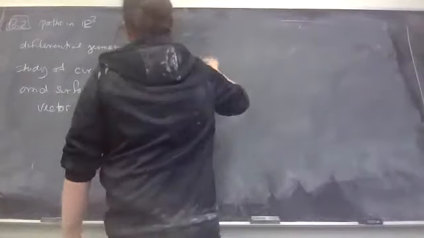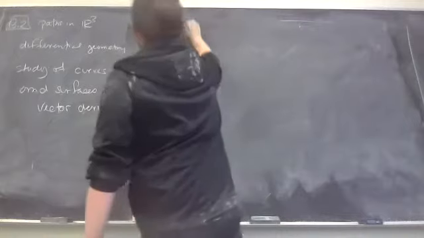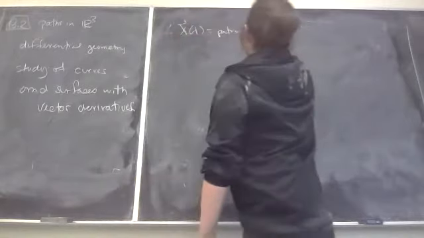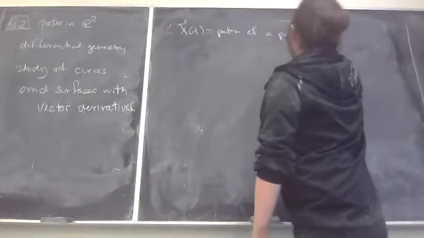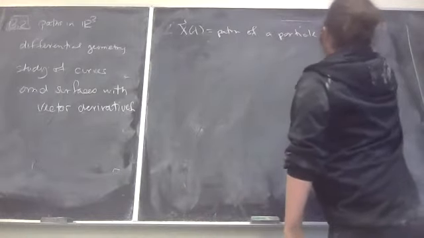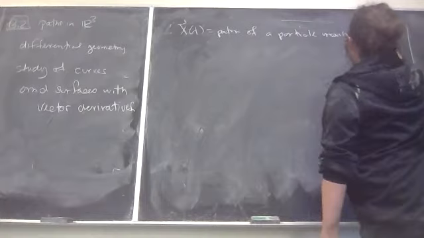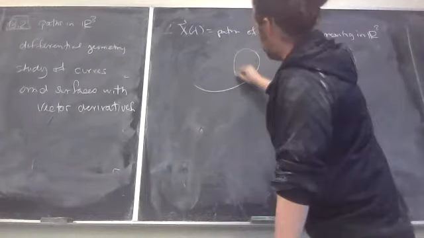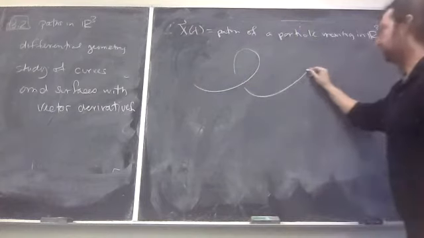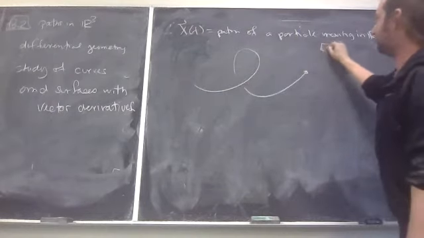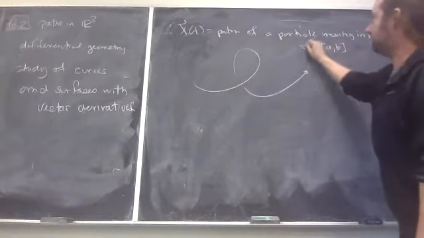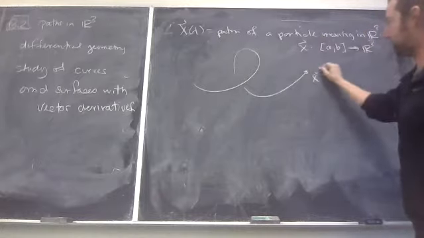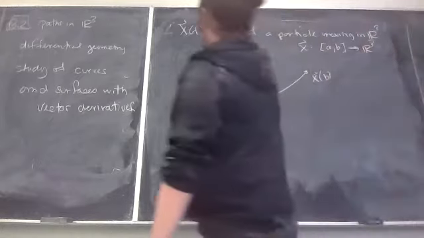So the first question that we might ask is, imagine you've got some path x of t. So this is a path, and let's say it's a path of a particle moving. It doesn't have to be, but it's a useful analogy to make, right? So you have this path sort of twisting through 3-dimensional space. And let's say that x is defined from A to B.